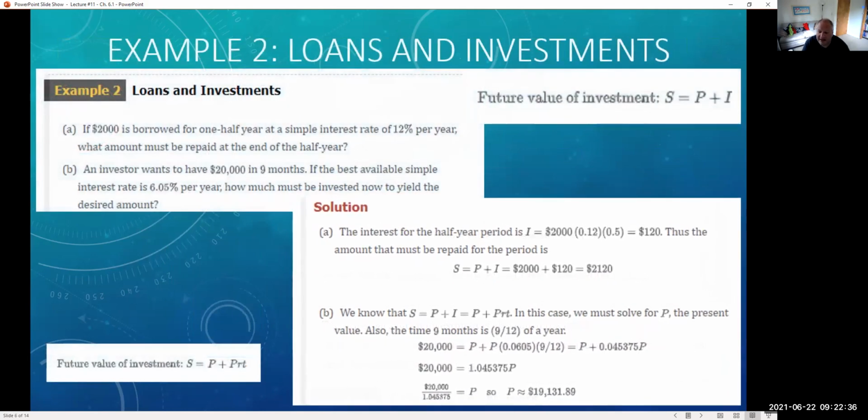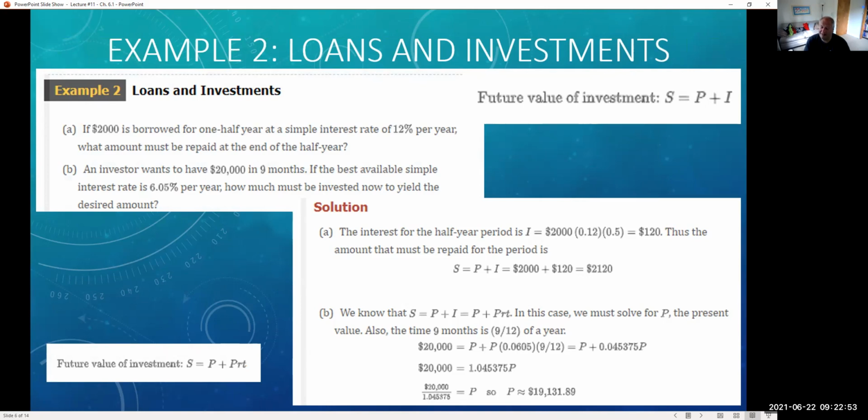So let's look at example two, and you'll see in example two that we are actually going to include that idea. If the video of me talking is anywhere in the way, you could just click and drag it out of the way. Right now it's kind of in the way of one of the formulas, so I moved it. Example two, let's jump right in with part A.